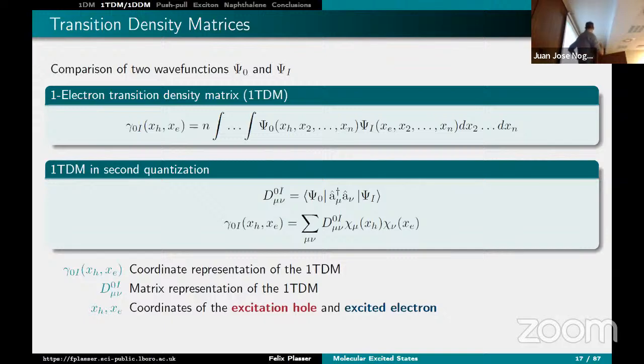And we can do the same thing as before. We can write this in second quantization, the matrix representation with creation and annihilation operators, and then again this connection from before. And the important thing is that when we do this, we can identify those coordinates with the excitation hole and the excited electron, and then we get a two-body function that represents our excited state.